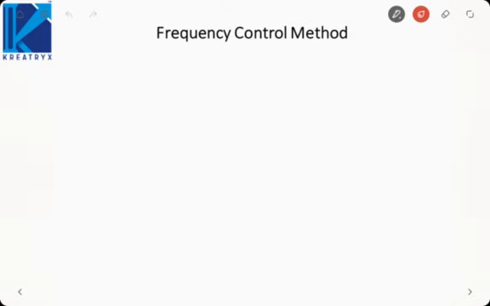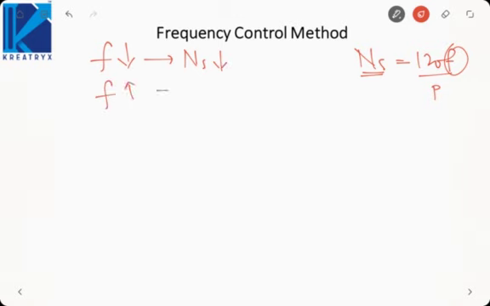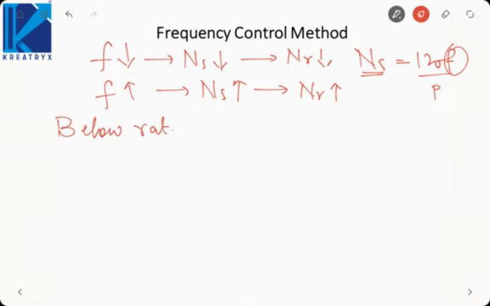Next, let us look at the frequency control method. In this method, since synchronous speed is given by 120 into F by P, we can control the frequency to control the synchronous speed. So if we reduce the frequency, then synchronous speed reduces. If we increase the frequency, then synchronous speed increases. If synchronous speed reduces, then rotor speed also reduces. If synchronous speed increases, rotor speed also increases. So now first let us look at the reduction in the speed, that is control of the speed below rated speed.